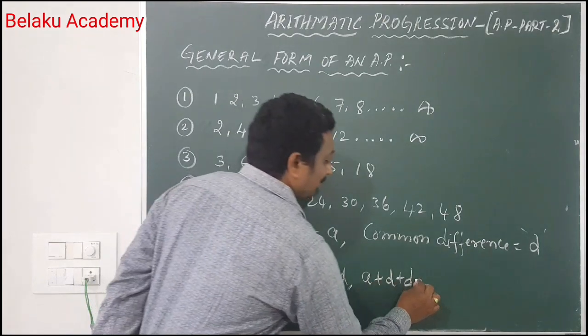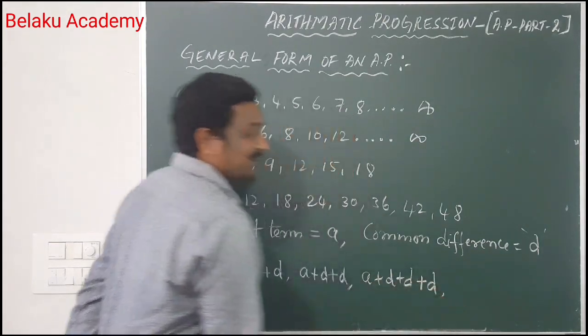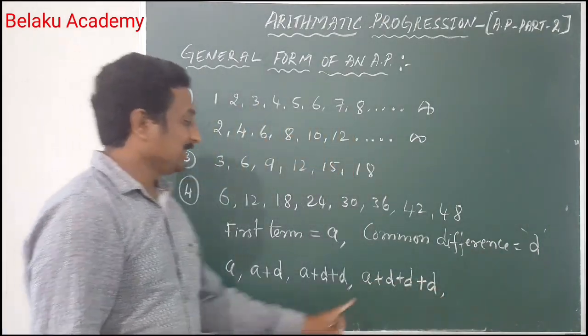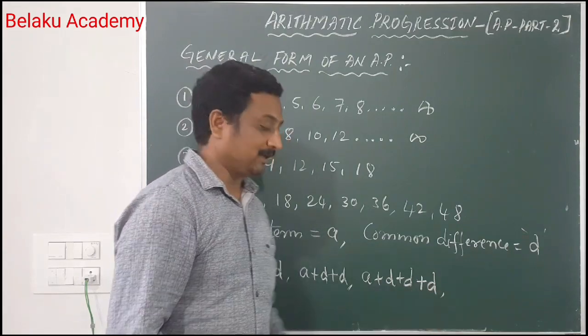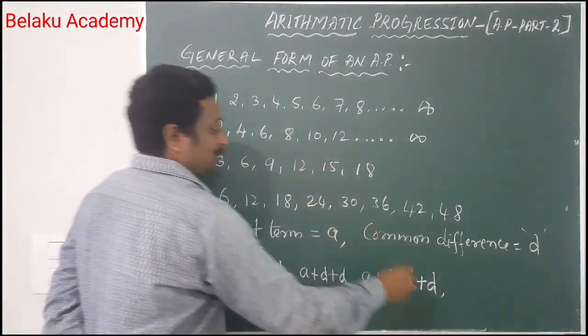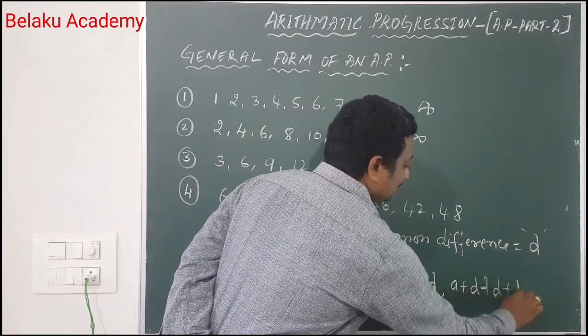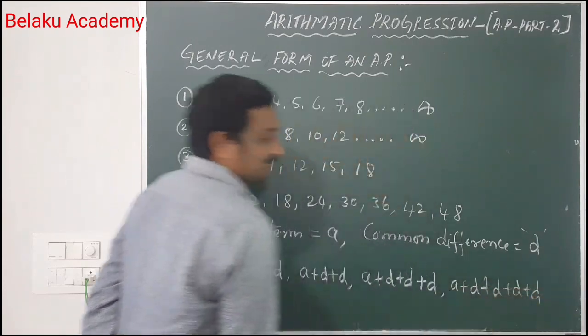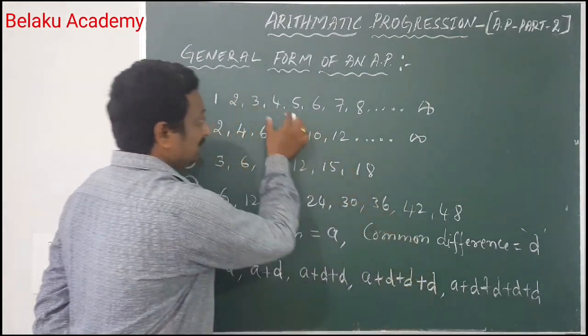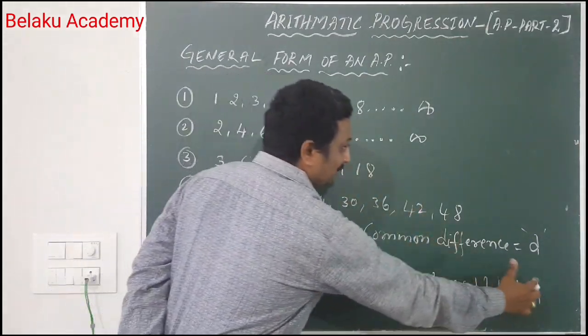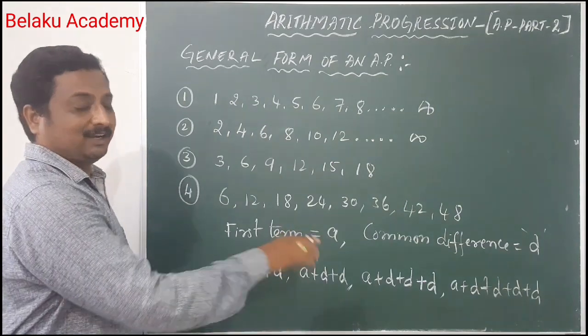To get the fourth term, I have to add once again the common difference D. So, it becomes A plus D plus D plus D. And to get the fifth term, what am I going to do? A plus D plus D plus D plus D. So how many times? 4 times. Because 3 times it becomes the fourth term. To get the fifth term, I have to add once again the common difference D.